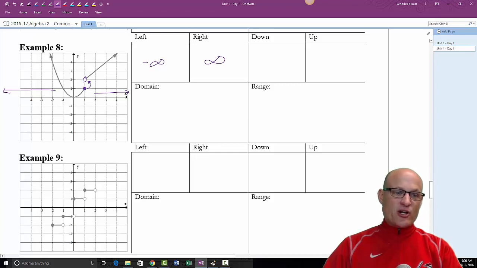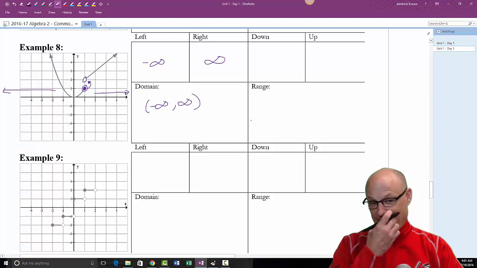Now, if this was an open circle here, if for some reason this was just an open circle, then you would have less than 1 and greater than 1, but not equal to 1. And I'd have to write my range or my domain slightly different. But in this case, I can write -infinity. Notice I'm using parentheses because you can never, ever equal infinity.